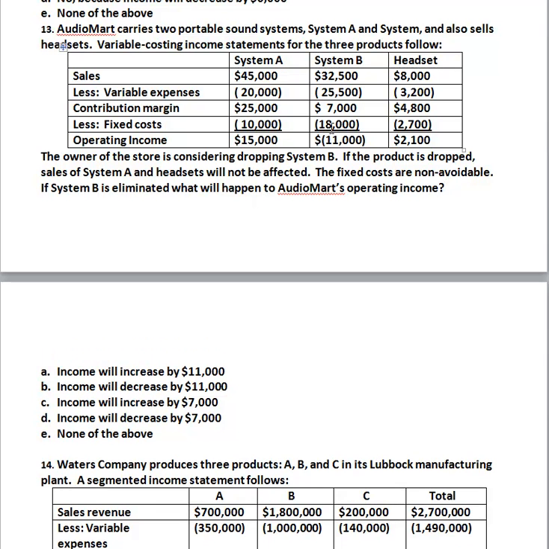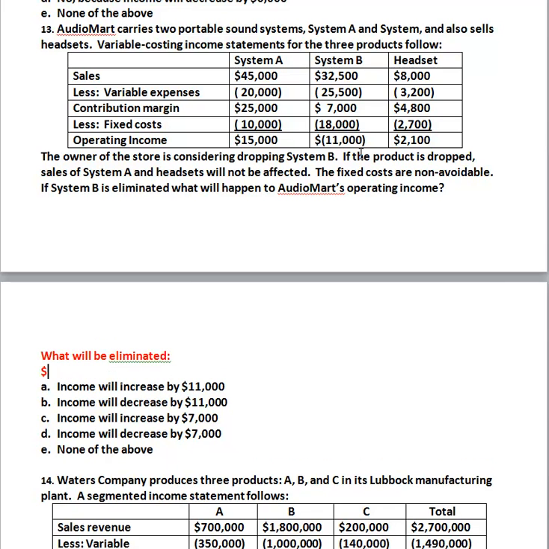So if we eliminate System B, we want to figure out what all is going to go away. So if B is eliminated, we will eliminate, so basically we're writing down what will be eliminated. Well, the $32,500 of revenue will be eliminated. The variable cost of $25,500 will be eliminated. And that's it, because it tells you that fixed overhead is non-avoidable. So that means that if we eliminate System B, we can't eliminate that cost.